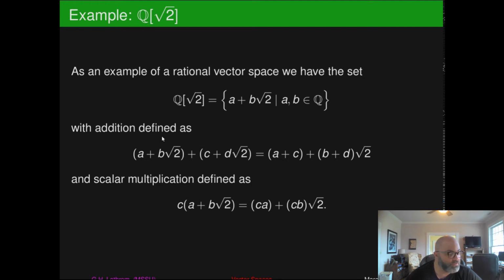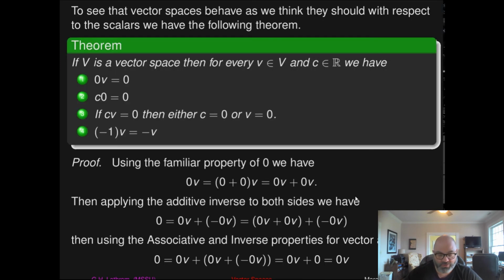We define our vector addition in that case as just (a plus b times the square root of 2) plus (c plus d times the square root of 2). We essentially combine like terms with our square root of 2's and just our rational numbers. And then for the scalar multiplication, we just have the distributive property. C times (a plus b root 2) is just C times a plus C times b times the square root of 2.